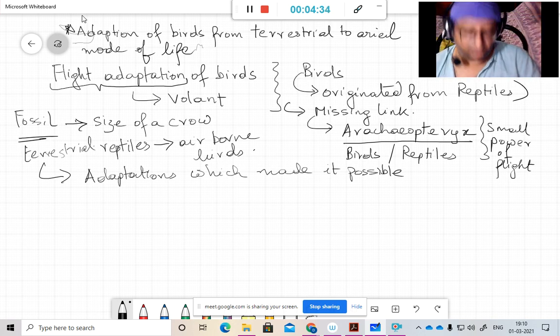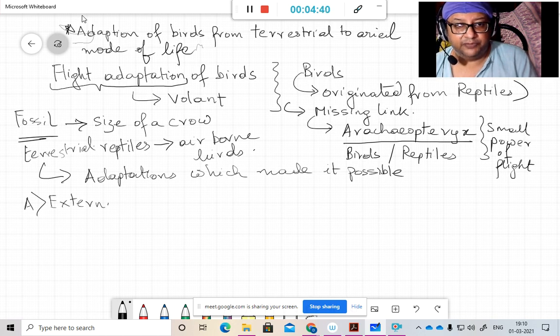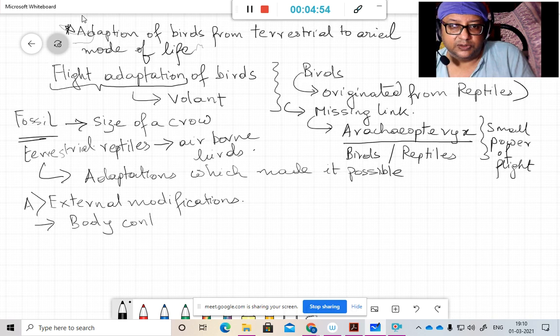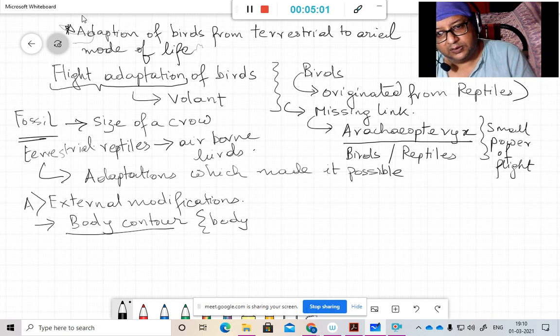The first, let us talk about the external modifications. What are the external modifications? First, let's talk about body contour or body shape.